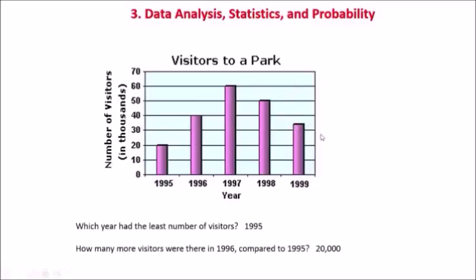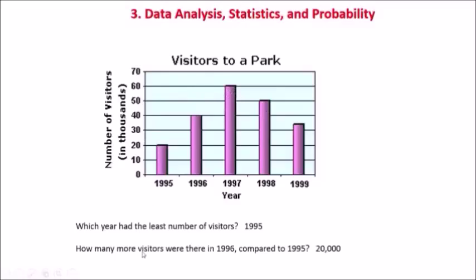So then just as soon as you look at the chart, then you will know which year has the least number of visitors. So immediately you know that 1995 has the least number of visitors. And then which year had the most number of visitors? You will know that 1997, most number of visitors, 60,000 visitors, okay?